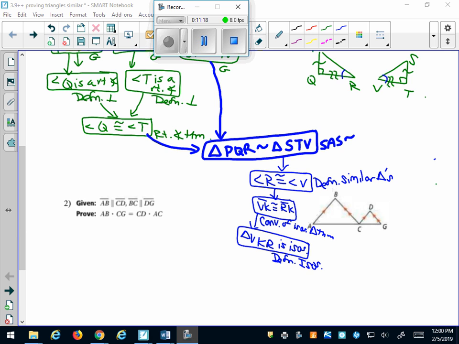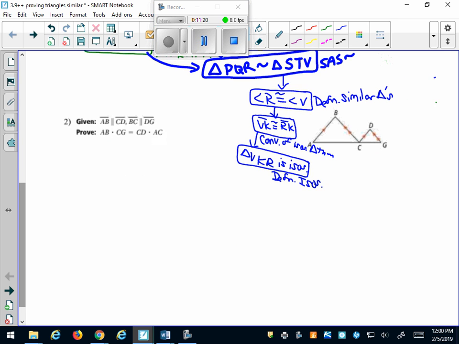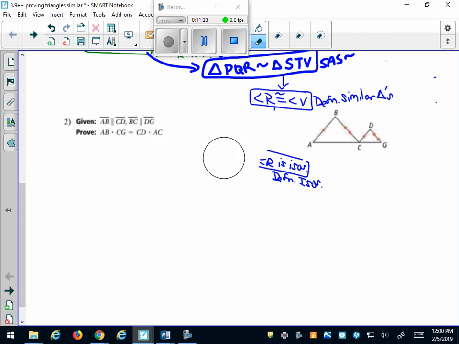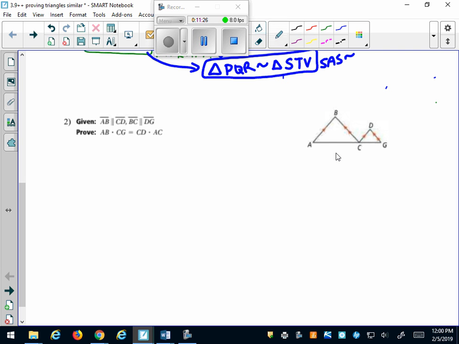All right, so let's look at this next proof. Hopefully yours didn't come down as low as mine did there, but in this proof we have AB parallel to CD and BC parallel to DG. And we're trying to prove this weird looking thing, which I'm going to get to later. But I promise you, first you want to prove the triangles are similar. So, which postulate do you think we're going to use to prove triangles similar based on what we're given here?